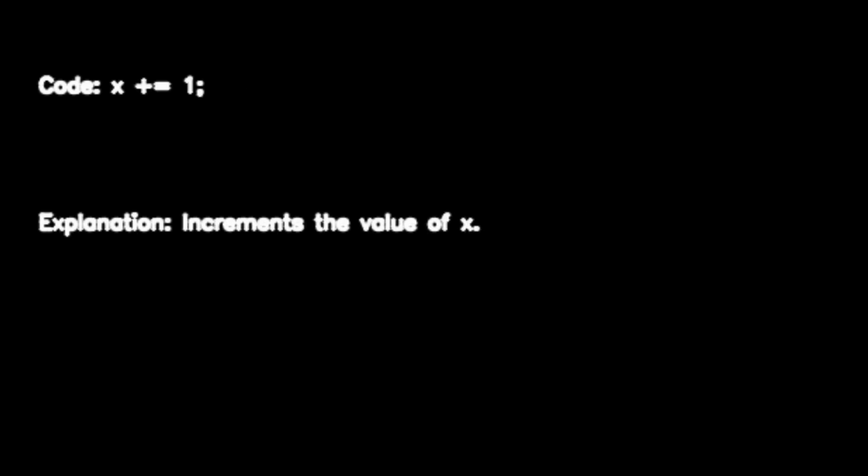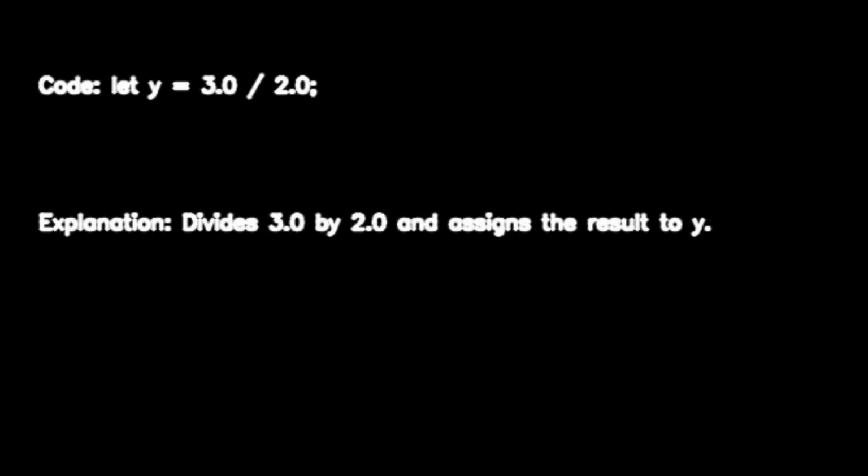Code. x += 1. Explanation. Increments the value of x. Code. let x = x * 2. Explanation. Multiplies x by 2. Code. let y = 3.0 / 2.0. Explanation. Divides 3.0 by 2.0 and assigns the result to y.